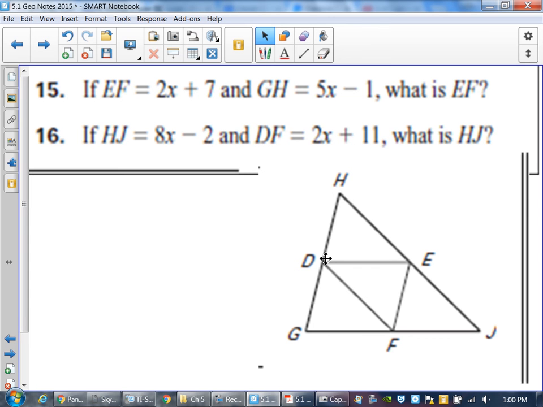Take a couple minutes, reuse that diagram, and solve for x, or solve for whatever they're asking you for both these parts. Remember, they're independent problems. They should have used different variables, but whatever.